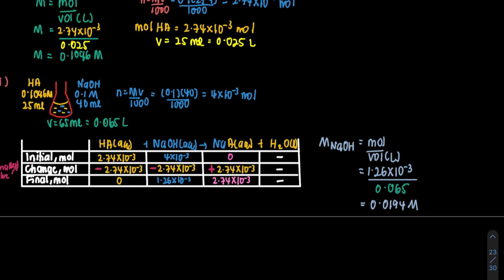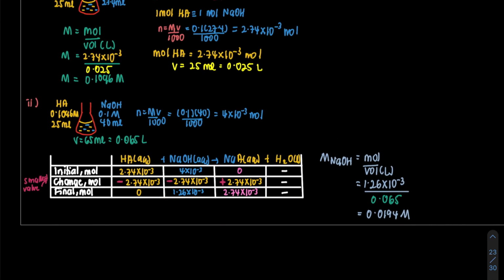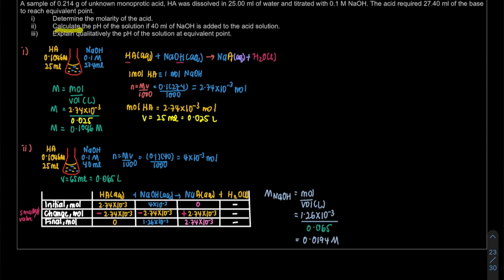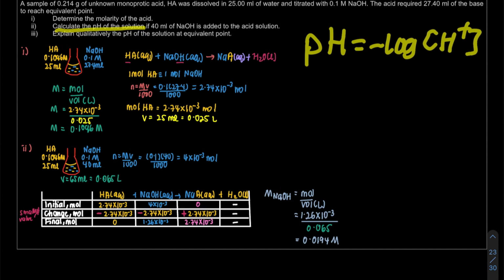This one is a bit longer. This is the calculation, okay. This one we first find the concentration. Okay, why do we need to find the concentration? Because when we're talking about calculating the pH, pH is equal to negative log H plus, right? This is regarding concentration.